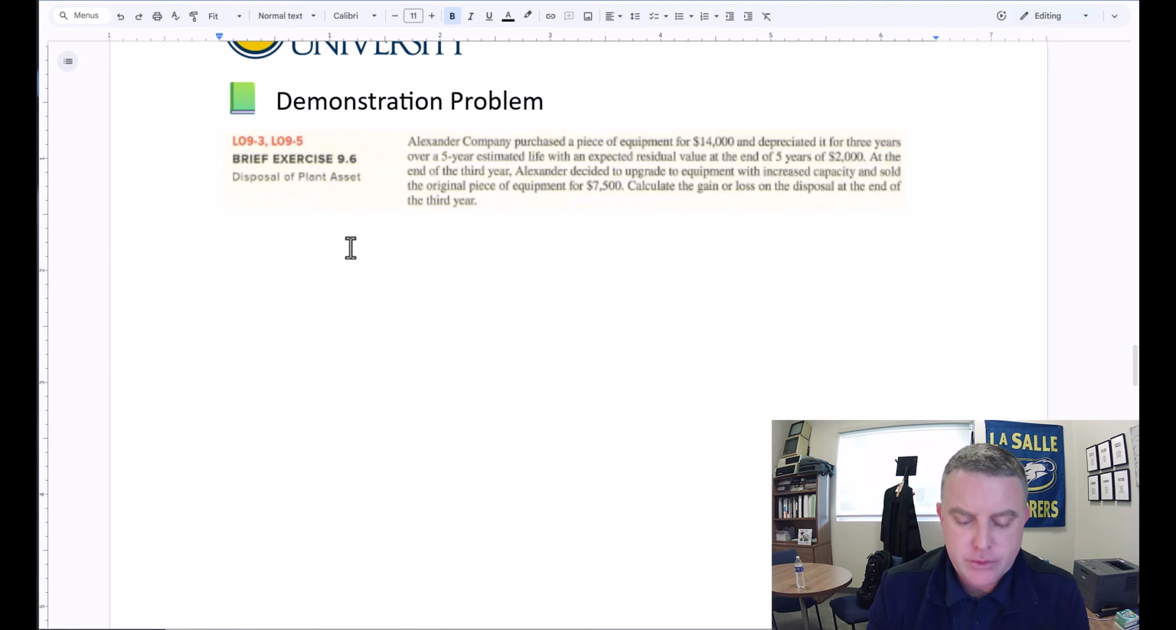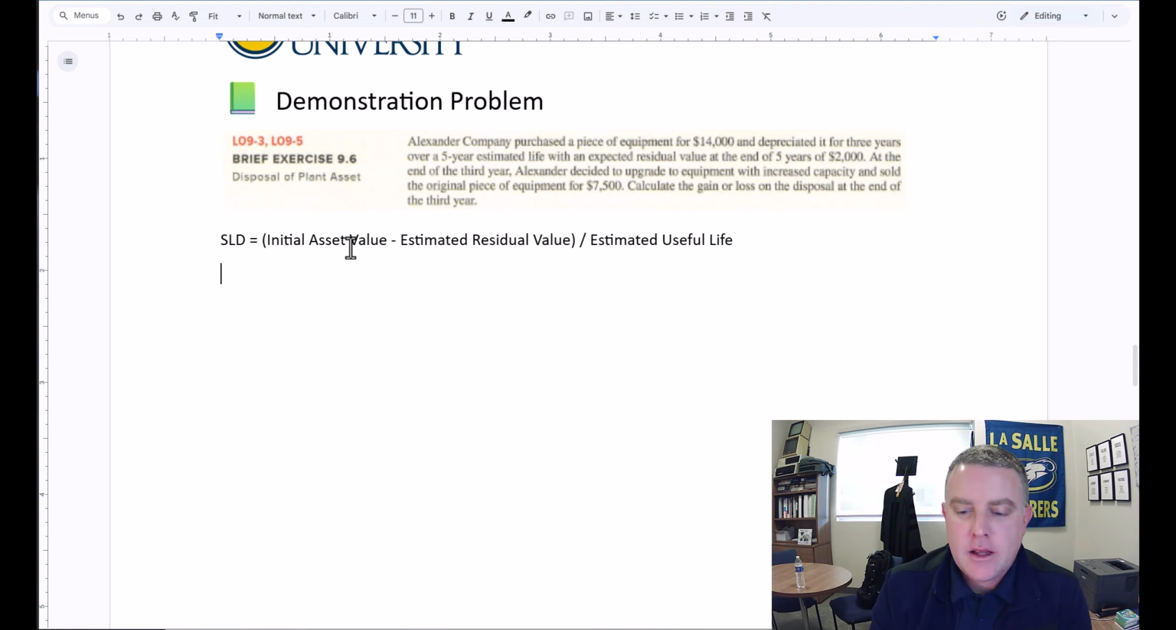So the original cost was $14,000, and we know that our formula for straight line depreciation is equal to the initial asset value, which can include both transportation and installation charges. From that, we subtract the estimated residual value, and we divide that whole thing by the estimated useful life. All right.